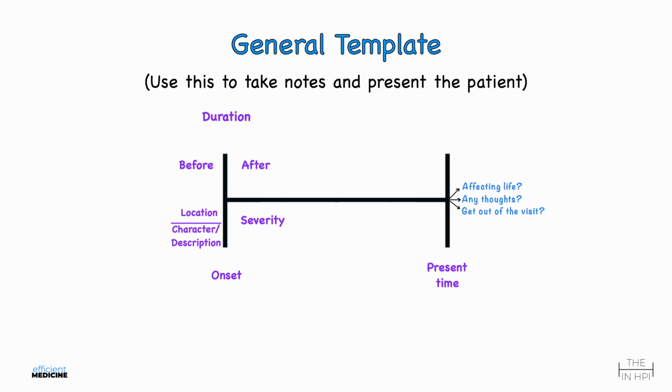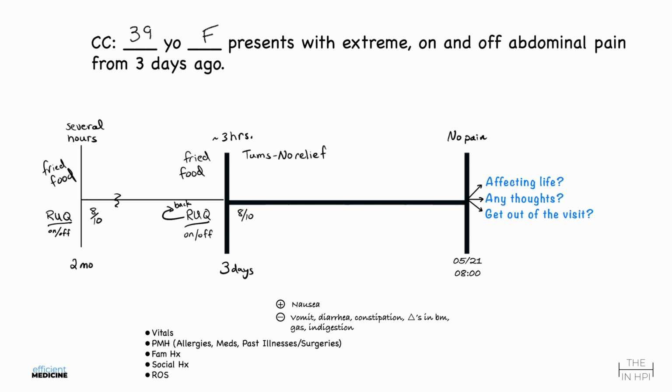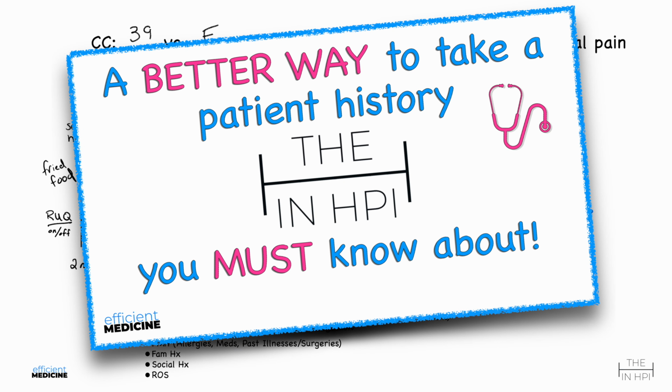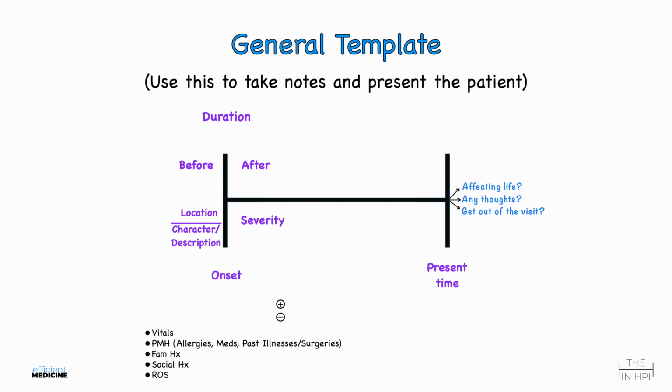We start with a modified timeline, and here's an example of our general template. We add our pertinent positives and negatives, and this is the rest of the history. And of course, we can make this much more complex as the chief complaint becomes more complex. This is an example of notes we took using the H In HPI tool. Check this video out to see an example of that. Alright, back to our general template.